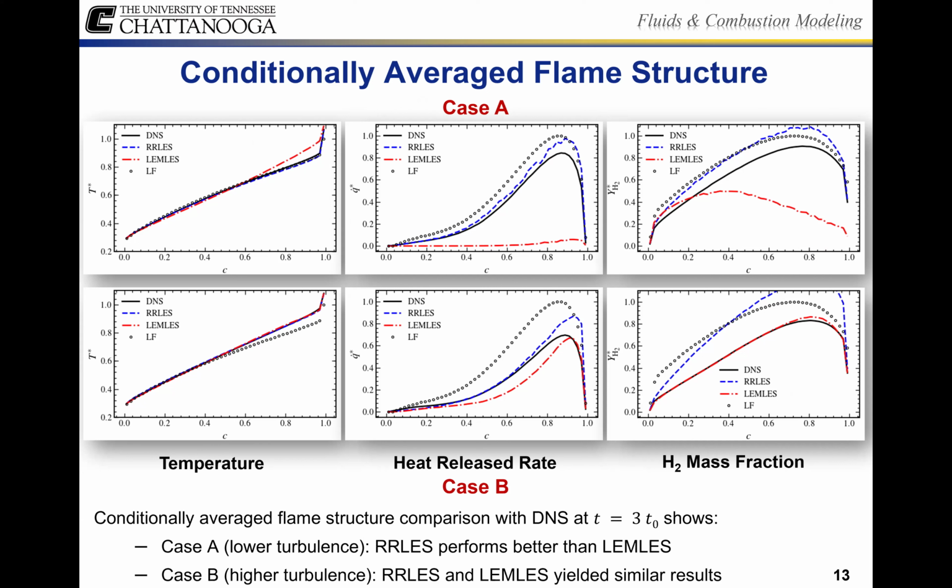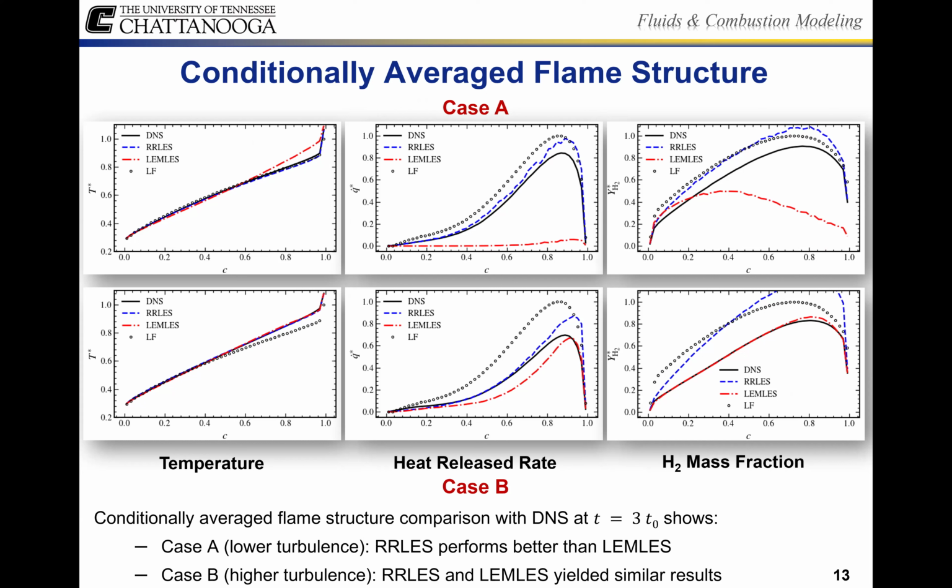The asymptotic behavior of RRLES is again evident here, as we can observe that its predictions approach DNS and laminar flamelet in case A, while the level of turbulence is small or relatively low. These predictions by the various closures highlight their abilities and limitations. The unphysical results predicted by LEMLES in case A demonstrate the limitations of its formulation, as I've mentioned more than once, when the local flow conditions tend to have a very low subgrid scale turbulence.